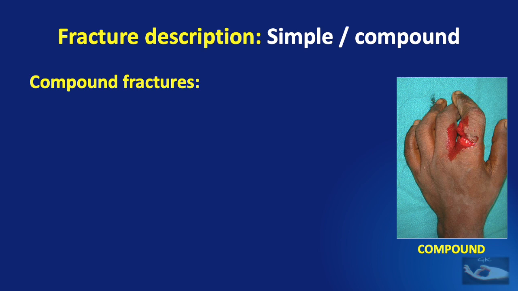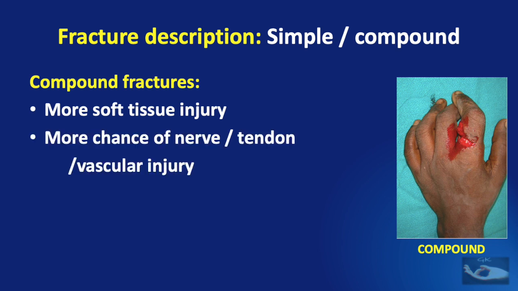Now let us see the salient features of these compound fractures and try to understand how they differ from simple fractures. Obviously, in the compound fracture, there is skin breach and subsequently more soft tissue injury. There is also more chance of nerve, tendon and vascular injury. Because of the loss of soft tissue support, there is more chance of deformity of the fractured segments.